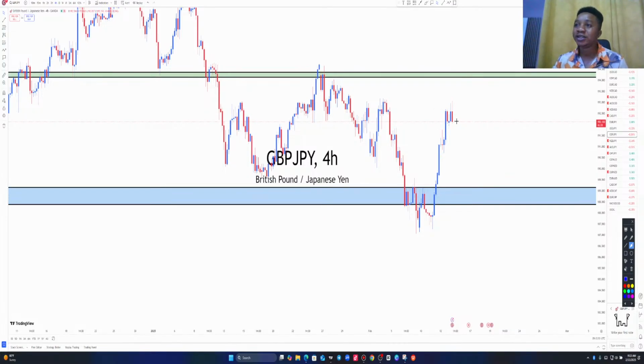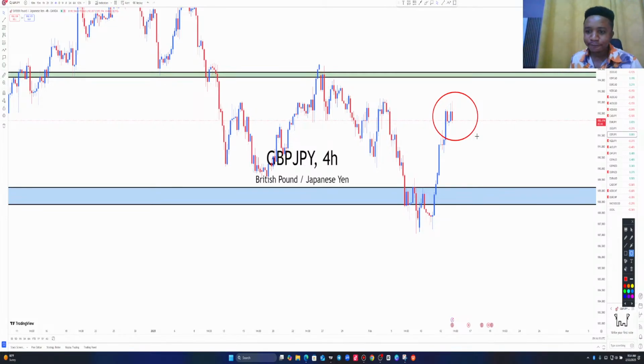Once price gets to this resistance level, then I can make the decision on whether I will sell or wait for price to break above and then buy above. You understand? So GBP JPY, let's relax on this one. Let's be patient. Let's allow price to move in its own way before it finally gives us the go-ahead to enter either a buy or sell. Right? So GBP JPY, we are done over here. Let's move to the next pair.